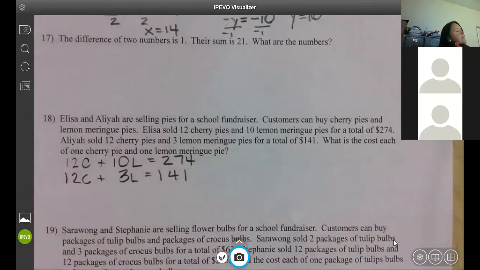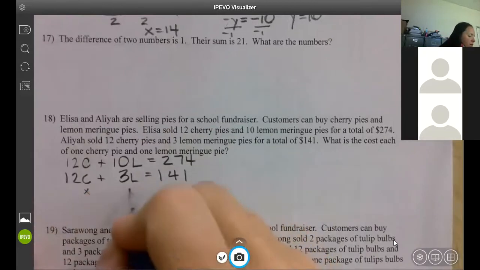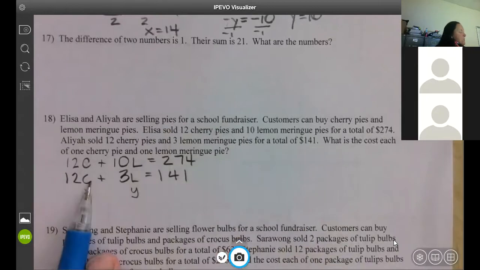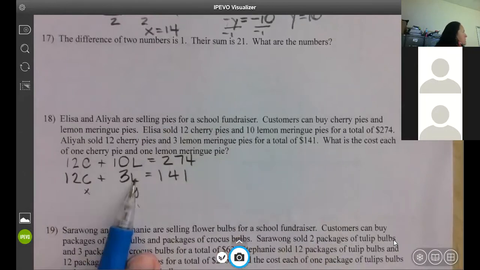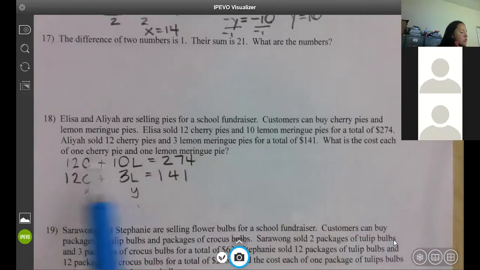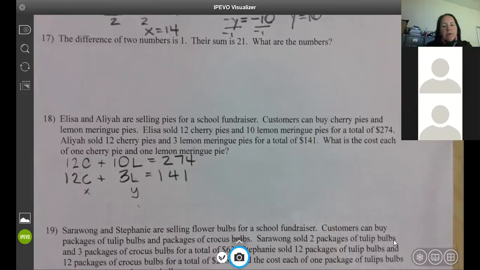Now, the only thing is that Desmos will not do C and L. It has to do X and Y. And as long as you remember, so like you do this, you will know that X is for cherry and Y is for lemon meringue. Okay, y'all got that? Because it's going to ask you, it says each 1 cherry and 1 lemon meringue. What it'll do on the final exam is ask you how much would it cost for 2 cherry pies and 3 lemon meringue pies. So then you would have to do some work with those numbers. Okay, so be ready for that.